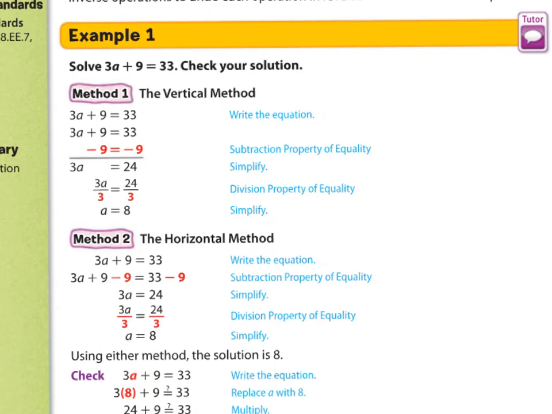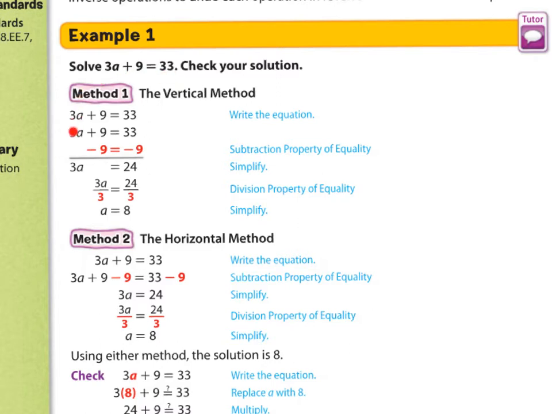Example 1. Here we have a two-step equation. You can see that we have 3a plus 9 equals 33. So we are trying to solve for the variable a. And we have addition, so we would start with addition. If it were subtraction, we would start with subtraction. Remember, reverse order of operations, right? So we would use the subtraction property of equality to get rid of the 9 on both sides. So minus 9, and on this side, minus 9.